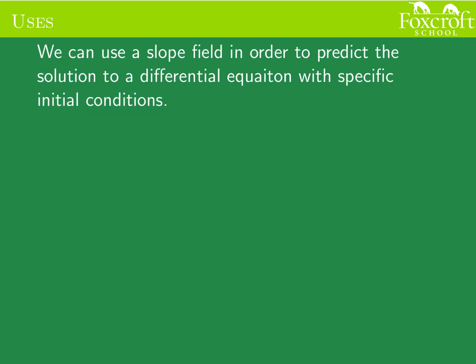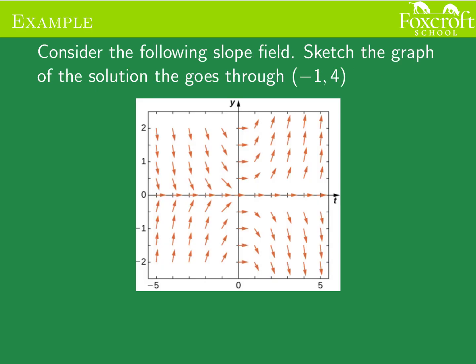Like I just said, I can use the slope field in order to predict the solution to a differential equation with specific initial conditions. If we have the slope field, we can use the directions of the arrows to predict the answer. Consider the following slope field. Sketch the graph of the solution that goes to the point (-1, 4).